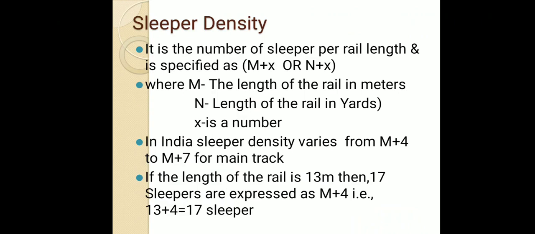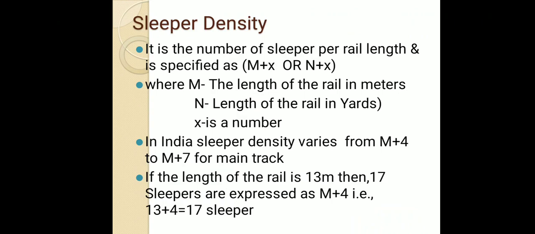The next important term is sleeper density. The sleeper density is the number of sleepers per rail length and is specified as M plus x or N plus x, where M represents the length of the rail in meters, N represents the length of the rail if it is given in yards, and x is a number.